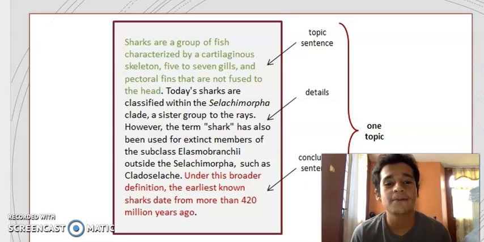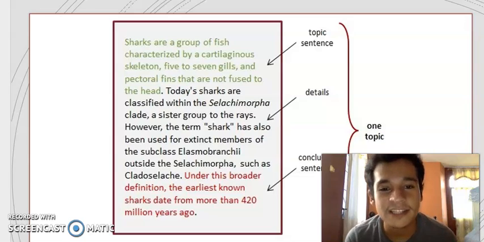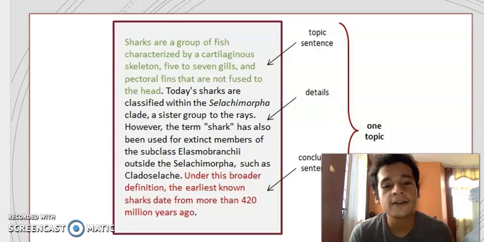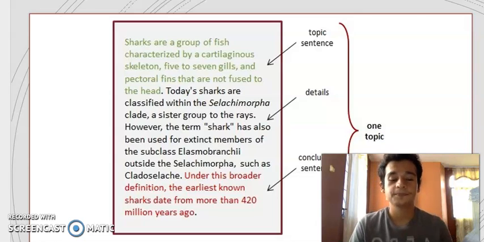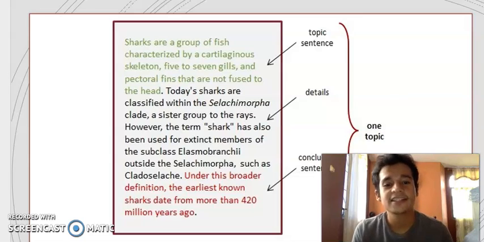Now, here is an example of a paragraph that has a topic sentence, a supporting sentence, and a concluding sentence. The topic sentence is, sharks are a group of fish characterized by the cartilaginous skeleton, 5 to 7 gills, and pectoral fins that are not fused to the head. Now the supporting sentence. Today sharks are classified within the Selachimorpha clade, a sister group to the rays. However, the term shark has also been used for extinct members of the subclass Elasmobranchii outside the Selachimorpha, such as the Cladoselache. That is the supporting sentence.